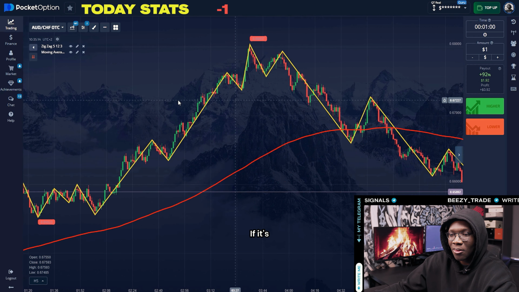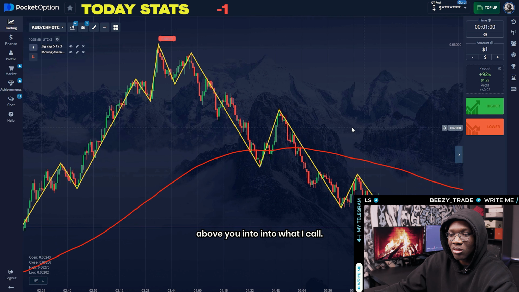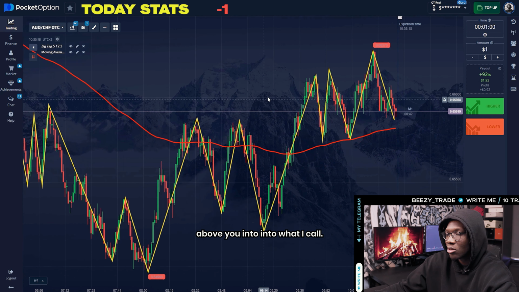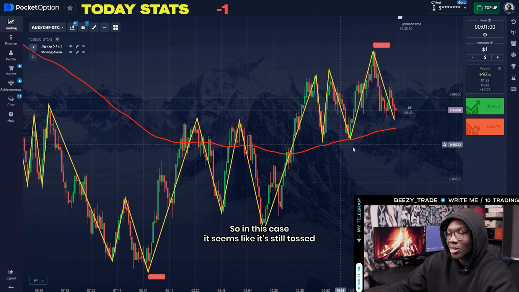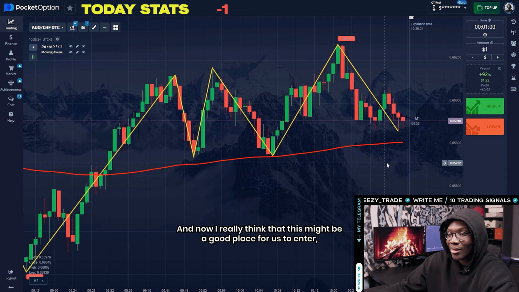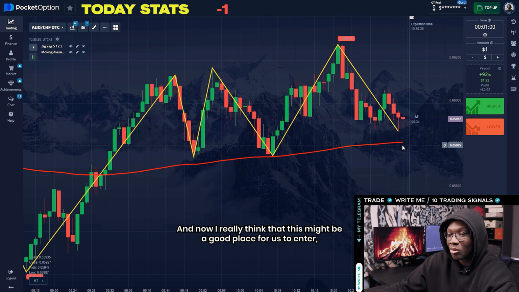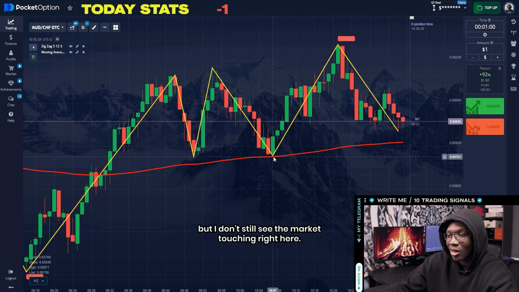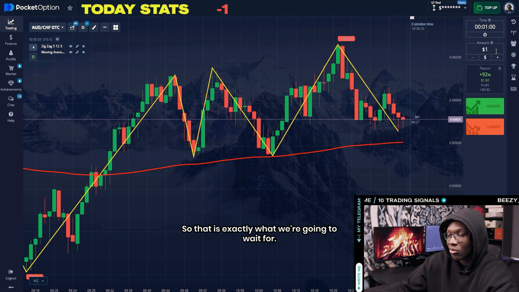If it's above, you enter into a call. So in this case, it seems like it's still telling us to enter into a call, but that's where we have ZigZag. And now I really think that this might be a good place for us to enter, but I still don't see the market touching right here. So that is exactly what we're going to wait for.